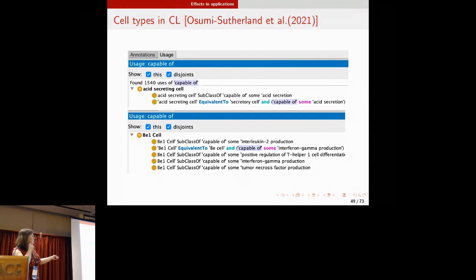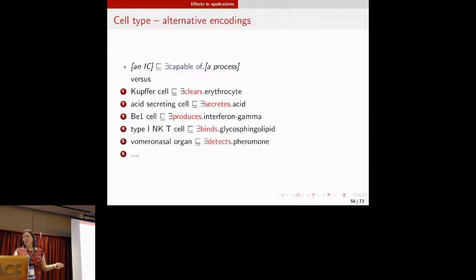That's capable of is used over 1,500 times. So there is loads and loads and loads of detail in that cell ontology in representing that specific way. We see that here at the top, that is the generic pattern that they are using. If you were to use the abundance of relations approach, they all would be looking like something like these ones.